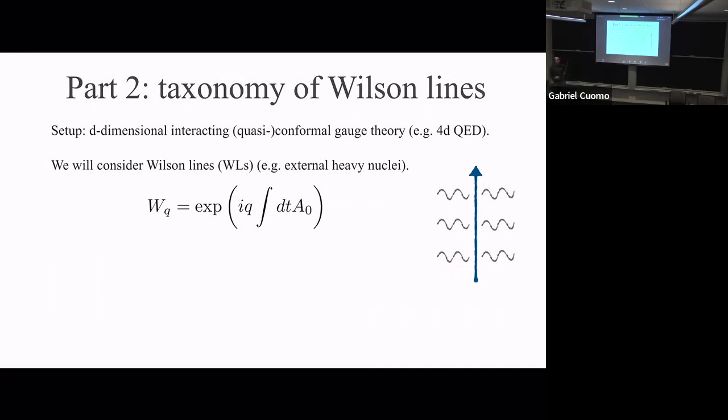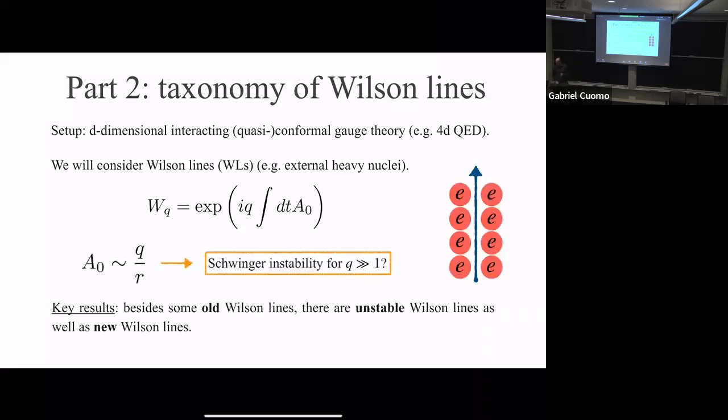And the question I'll ask is, with which amount of charge am I allowed to probe the theory? So why is this not a trivial question? A Wilson line sources a large Coulomb potential, as we know. So a nucleus has a large Coulomb potential.